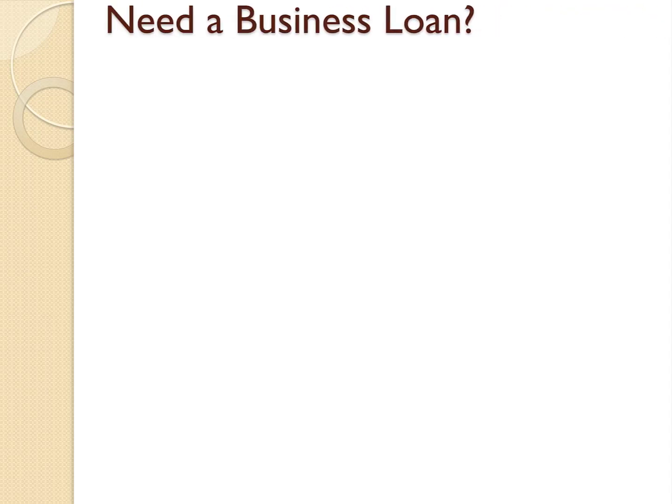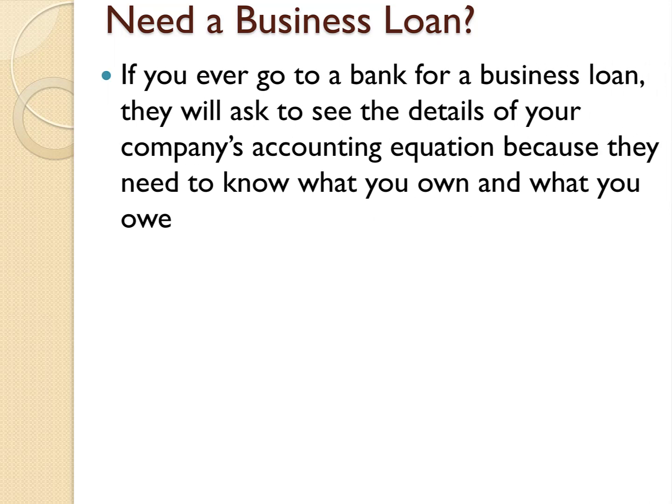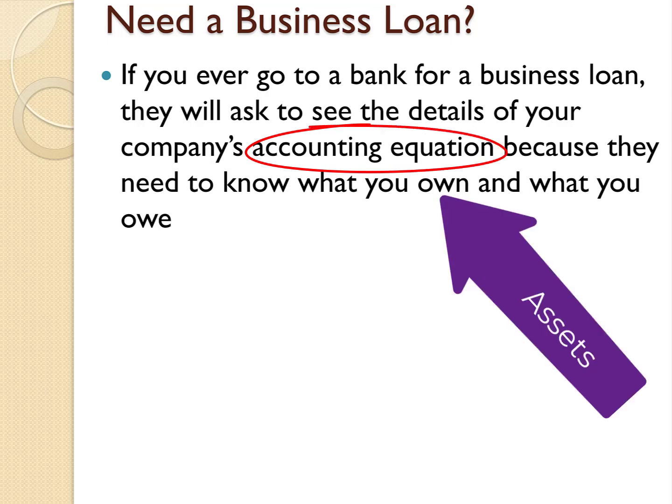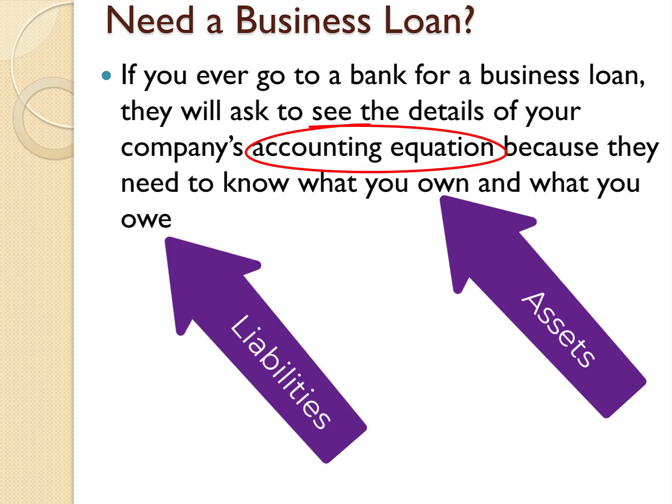Many times a company will need a business loan. So what kind of information do you think the bank will ask you if you want to get a loan from the bank? If you ever go into a bank for a business loan, they're going to ask you for details of your company's accounting equation because they need to know what you own, which is assets, and what you owe, which is liabilities.